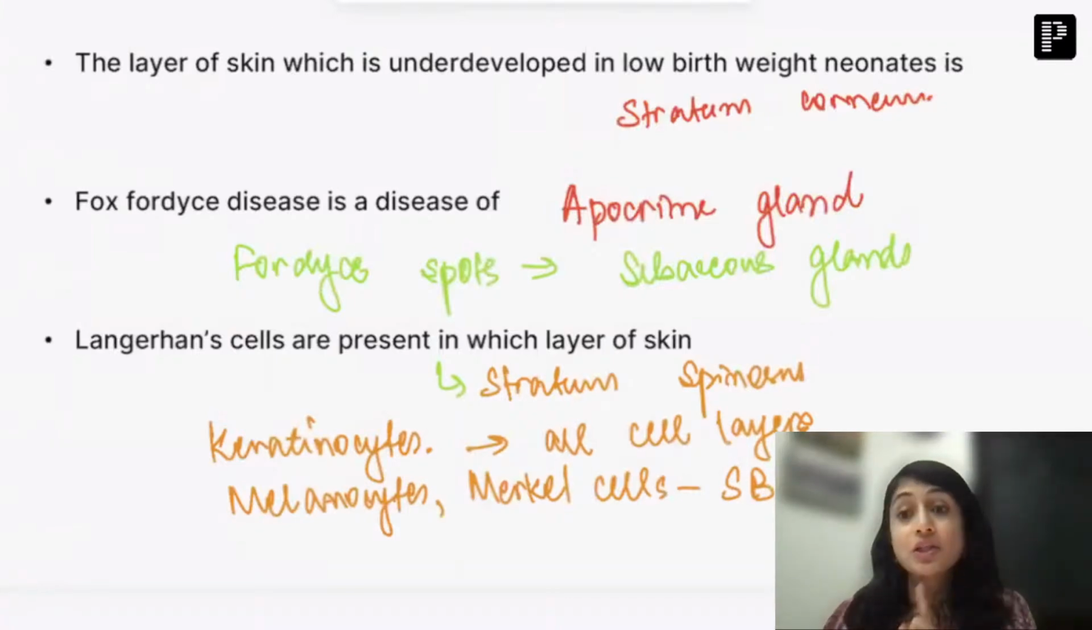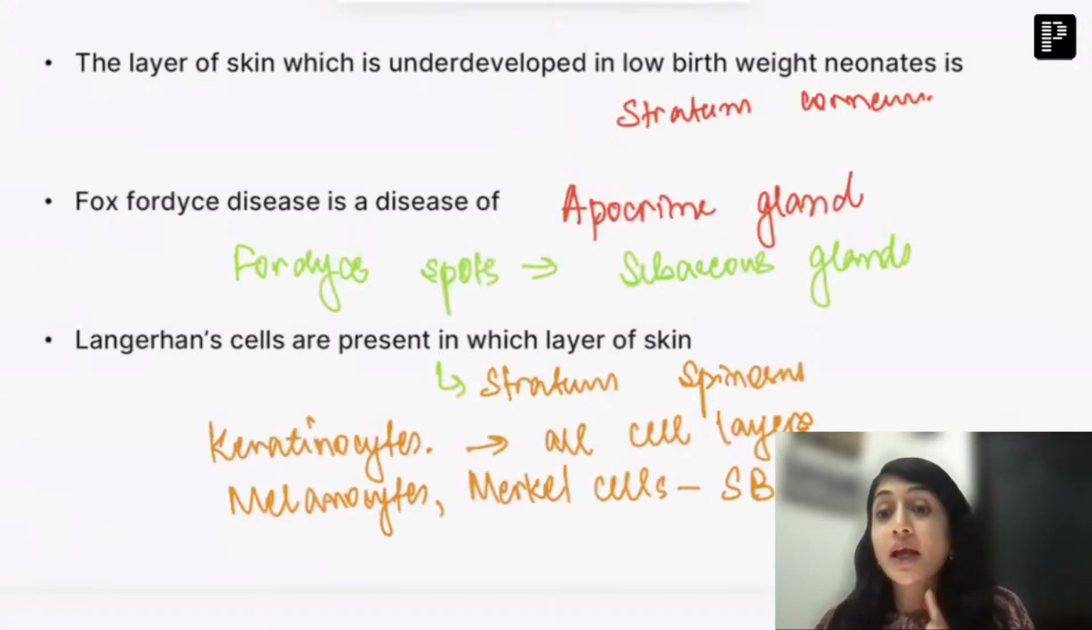Langerhans cells are present in stratum spinosum. These are antigen-presenting cells which are derived from mesenchyme. They have Birbeck granules, which are racket-shaped granules, and they mainly work as antigen-presenting cells, and they are a type of dendritic cell. This is all the information that you need to know about Langerhans cells. There are four cells in the epidermis: keratinocytes present in all cell layers, Merkel cells and melanocytes present in stratum basale, and Langerhans cells present in stratum spinosum. Clear? Any confusion with this?